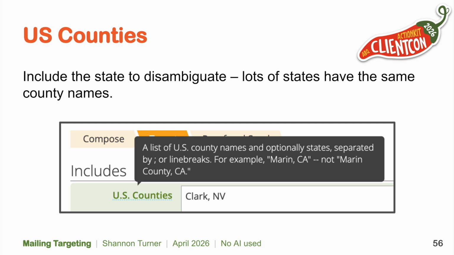Next up are U.S. counties, and these are pretty straightforward, but mind the tooltip text here. Don't use the word county, so it would be Marin, California, not Marin County, California. And although it's not strictly required, I'd really strongly suggest that you include the state as well, because a lot of states have the same county names as other states.